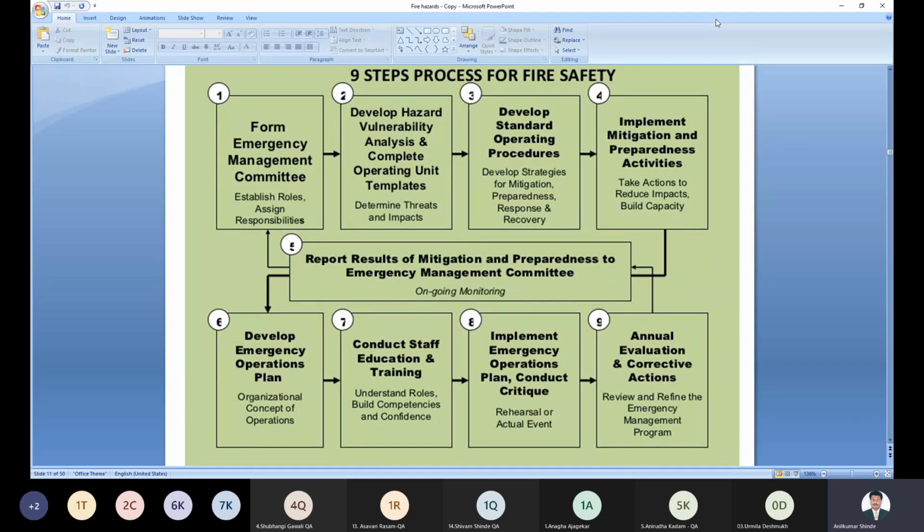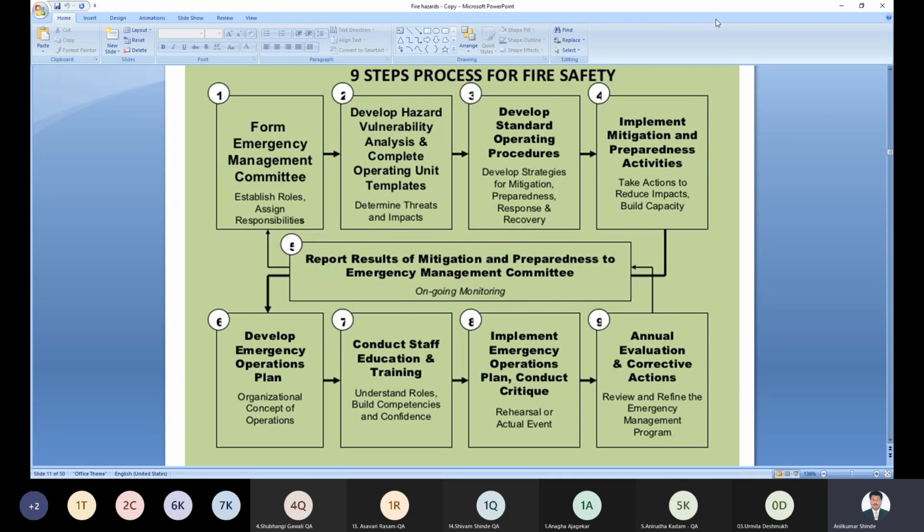Then develop hazard vulnerability analysis and complete operating unit templates. So prepare the different threats or impacts. Prepare the different standard operating procedures. Determine the various threats which are involved in the fire, right, in the prevention of the fire. So after the fire, what is the impact on the company? What is the impact on the people, on the finance, on the different departments, right? We can determine these things, what the state will be after the fire and what the impact will be, so that can also be predicted.